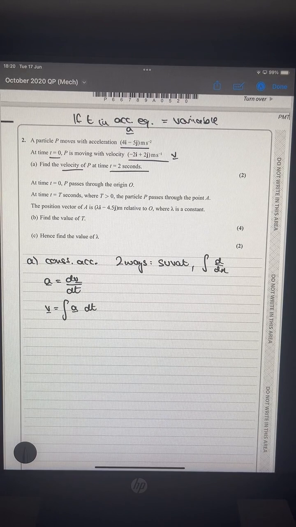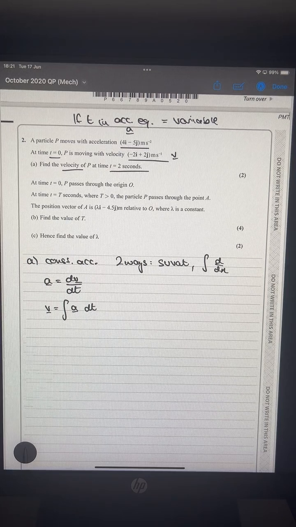It's kind of like, now that you've done year 2 integration, this is just the separating the variables technique. You multiply by dt there and you integrate both sides. So this is how you would do that. This does not mean it's variable acceleration. You're just allowed to use this method as well to jump between them.